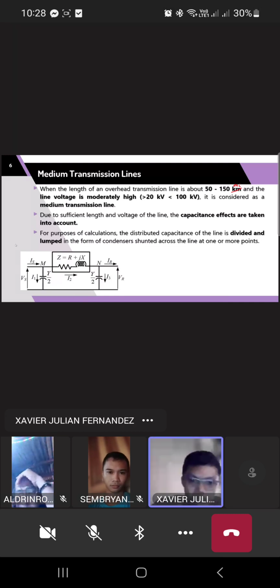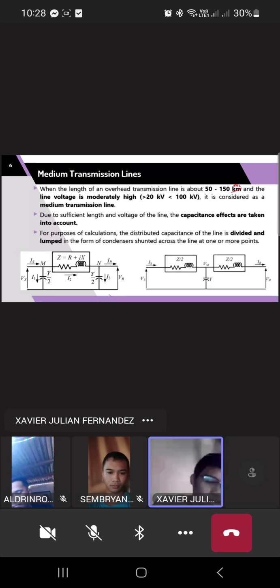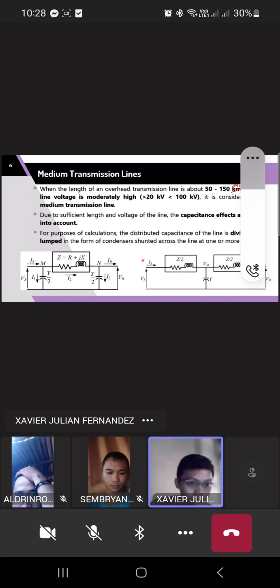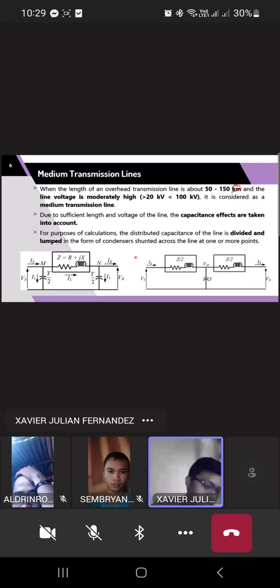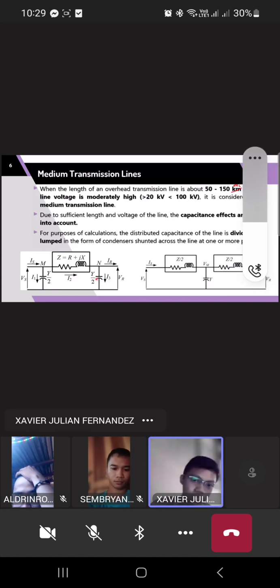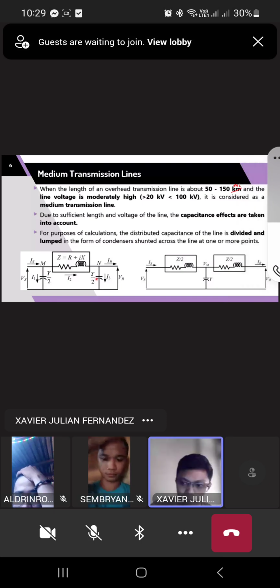There's also another representation. We call that the nominal T. The nominal T looks like a letter T, a capital T. In a medium transmission line represented as a nominal pi, your shunt capacitance or shunt component is divided into 2. Y over 2, Y over 2, and it's at the ends of your series impedance.